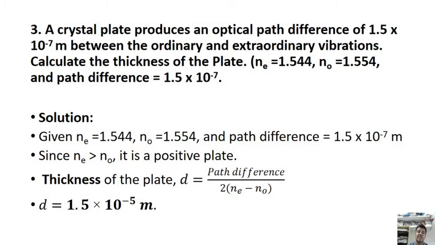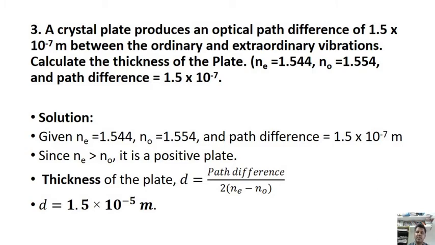Calculating the thickness of the plate, the d value we have to find here. So here the given values are Ne is equal to 1.544, N naught is equal to 1.554. The path difference is 1.5 into 10 to the power of minus 7 meter. Since Ne is less than N naught, you have seen, right? So then it is a negative plate.